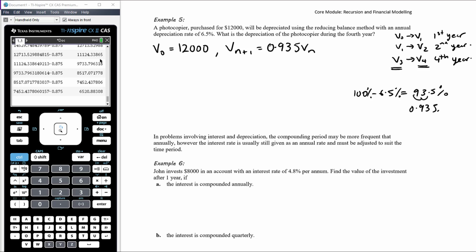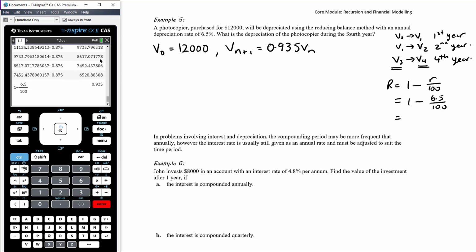So it'd be 0.935 times Vn. If you need the formula, remember your R value is 1 minus R on 100. That is 1 minus 6.5 on 100. It's essentially the same calculation. It's just a formula that avoids you having to think about what's actually happening. So 0.935. However you get R, doesn't matter. So that's my recurrence relation.